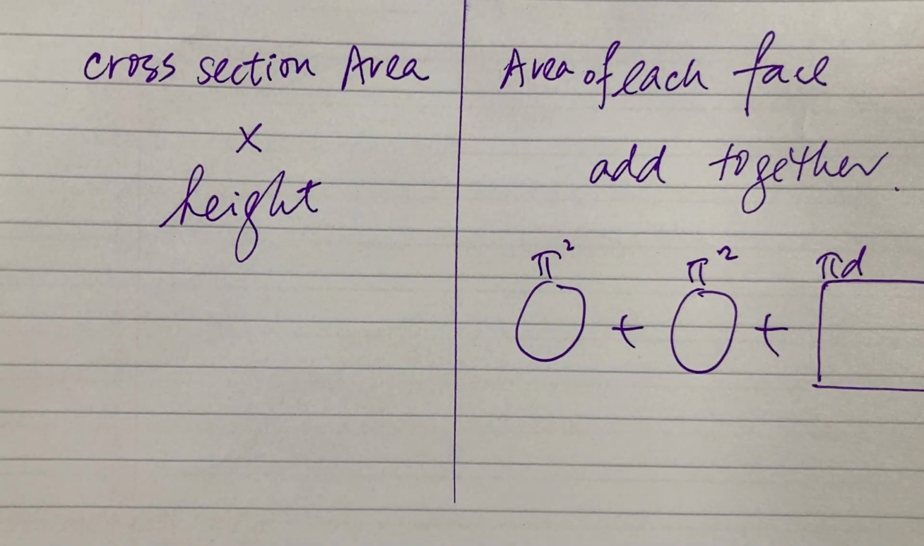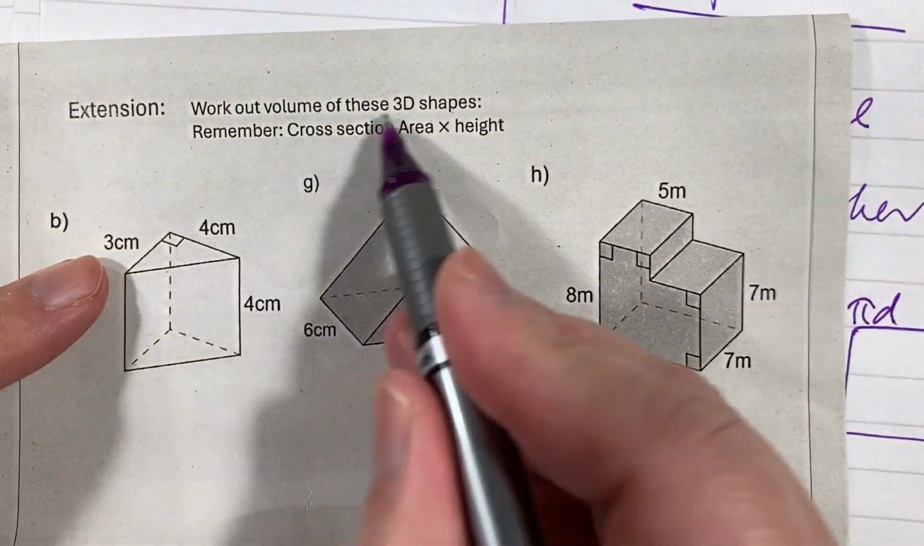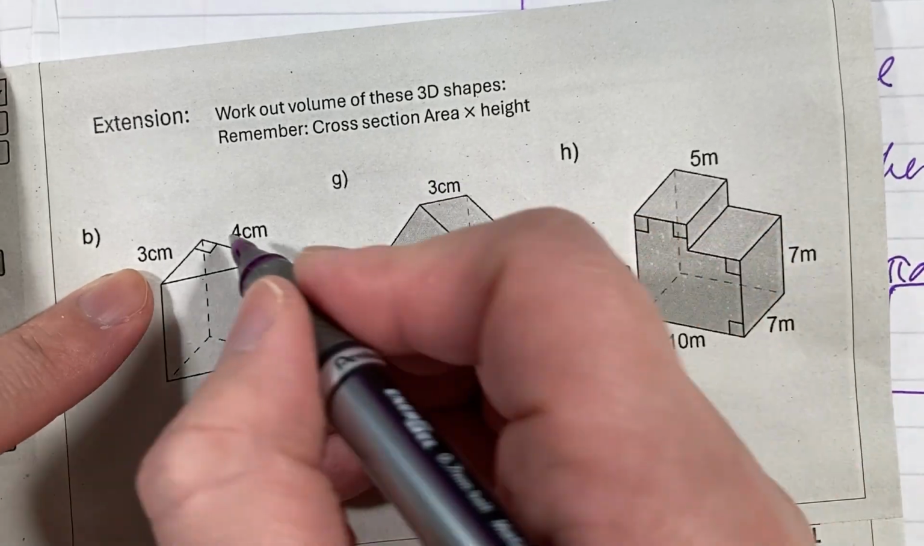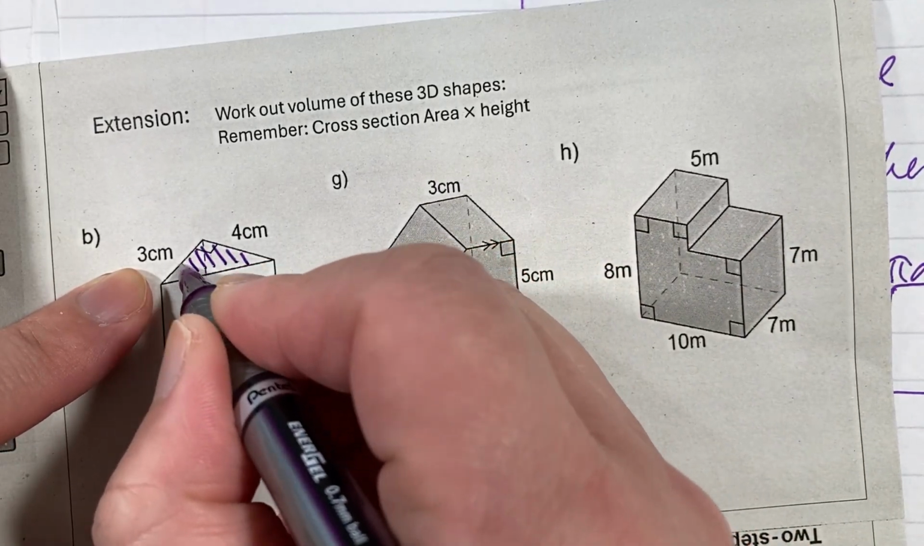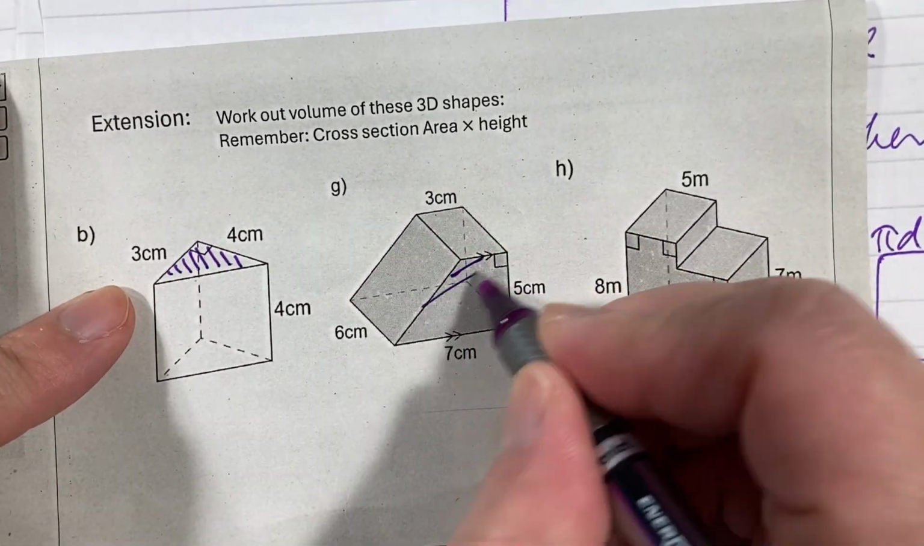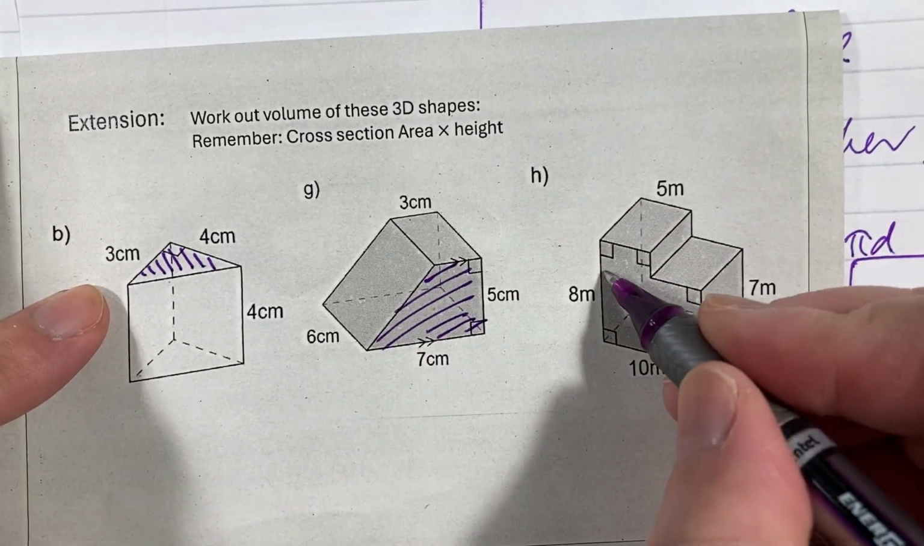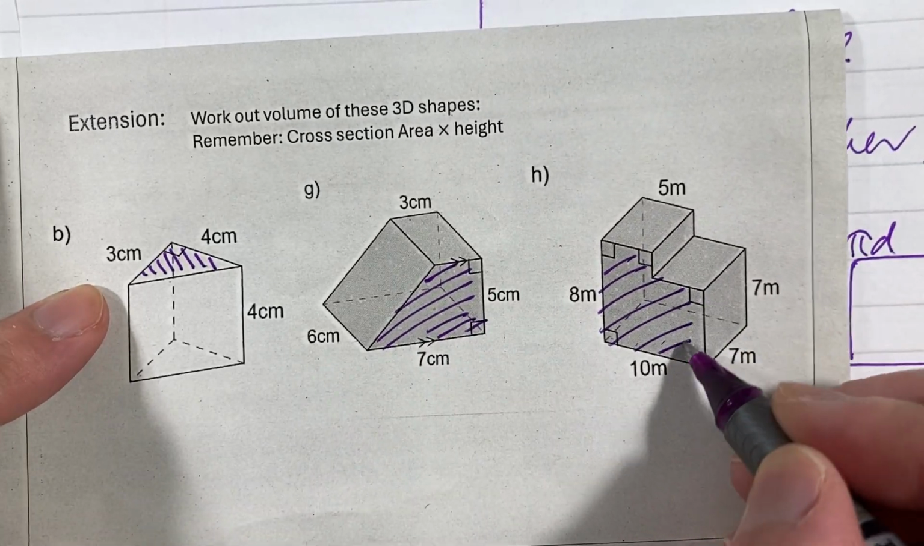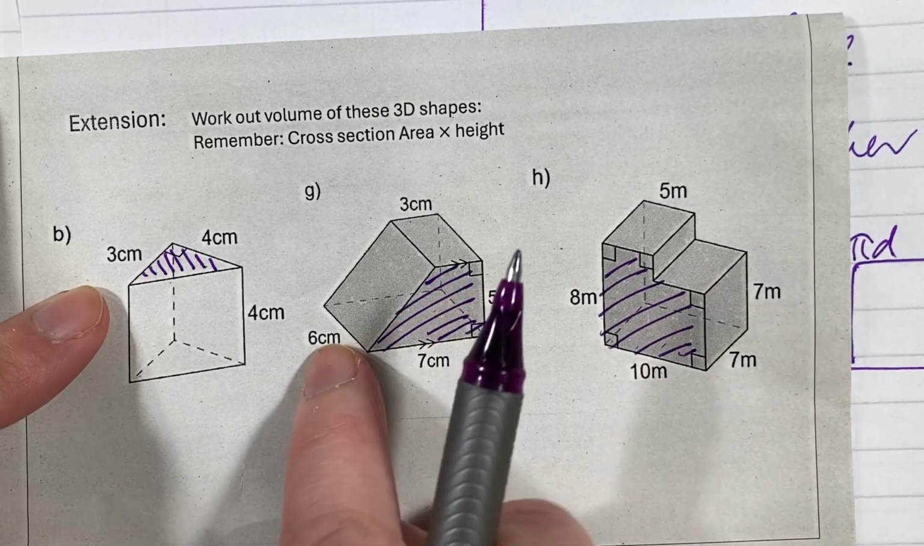And then for the more complex questions at the bottom as an extension, they ask you for the volume. So that is going to be my cross-section area. Base times height divided by 2. That is going to be my cross-section area. And that is a compound shape. And then times it by the length.